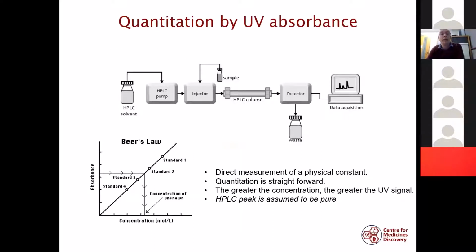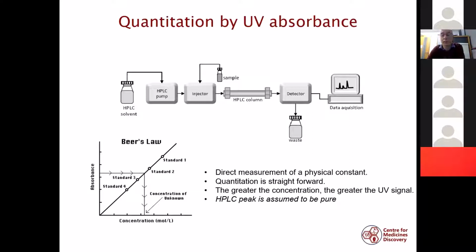So let me give you some idea of why Ed said that. If we want to quantify something, a physical constant, say something like protein concentration within a sample, you would quantify that by UV absorbance perhaps. And this is how you do it. You do it through an HPLC system, and you would measure the intensity of the UV, and the quantitation is totally straightforward. The reason for that is you are making a direct measurement of a physical constant.